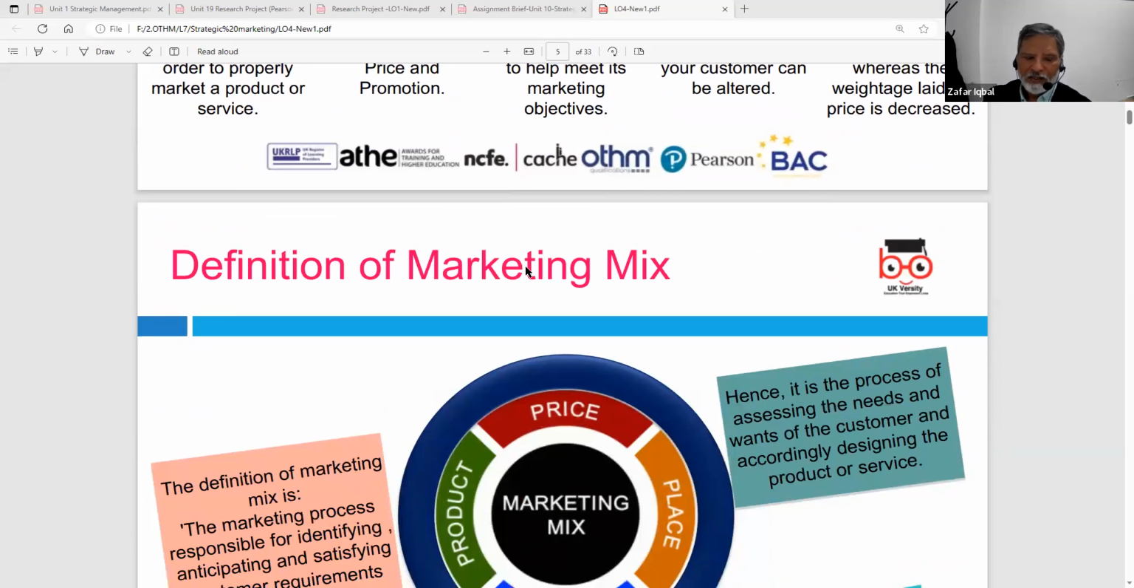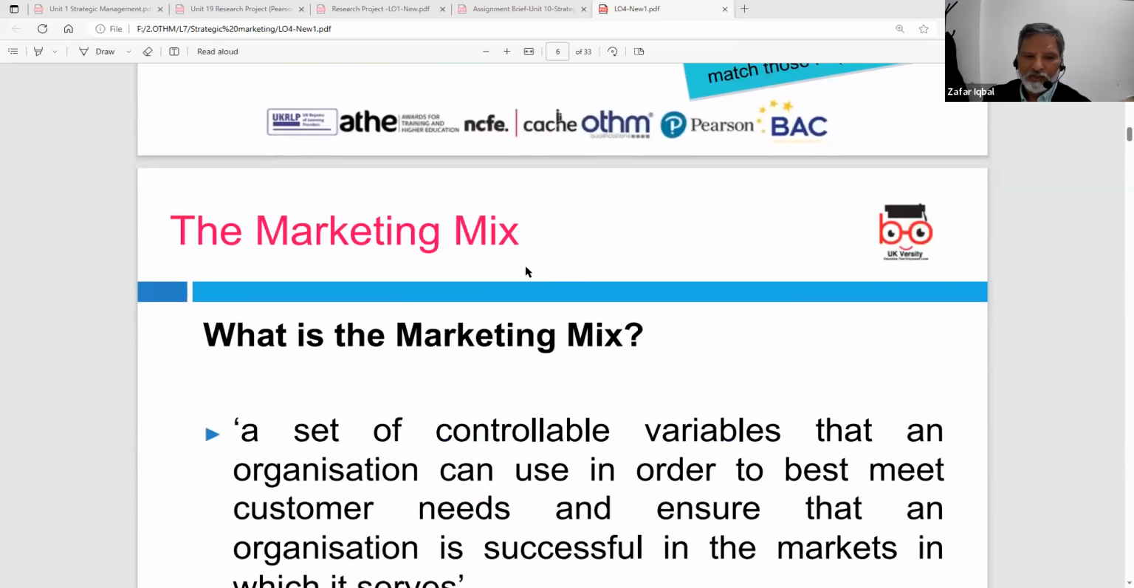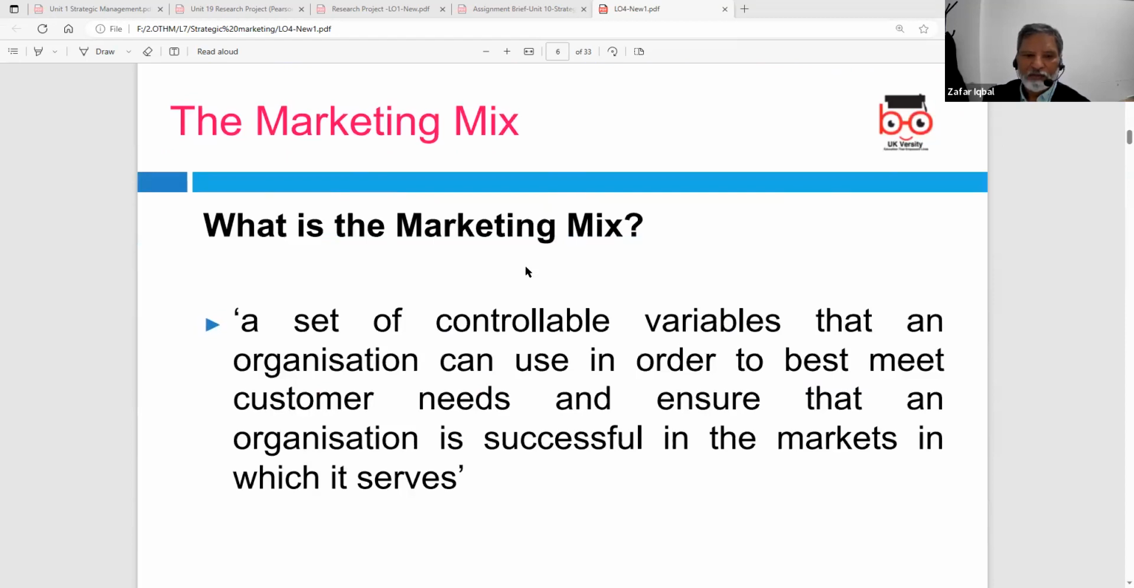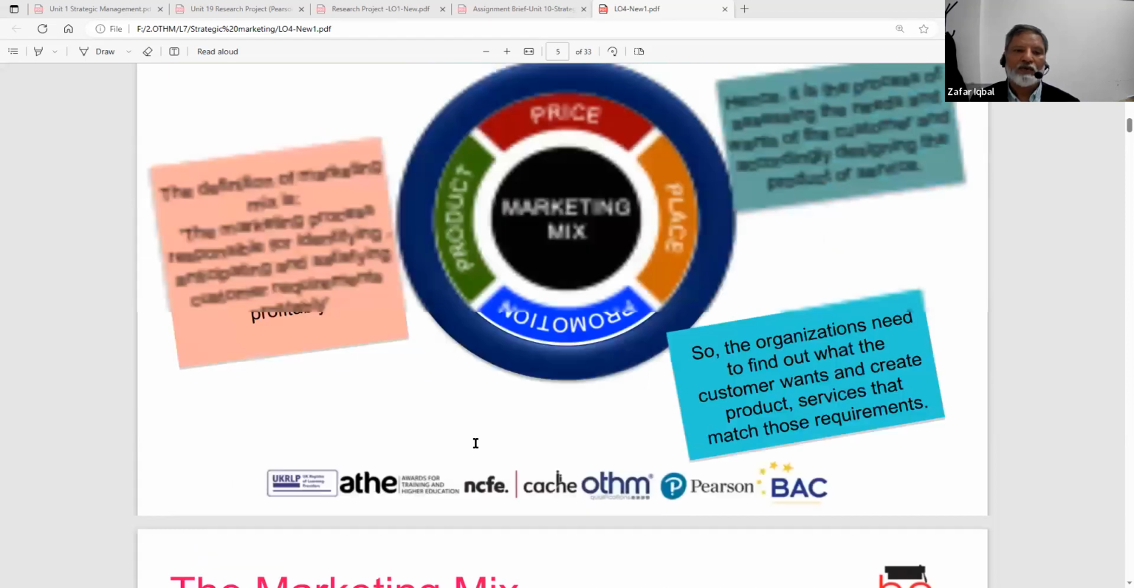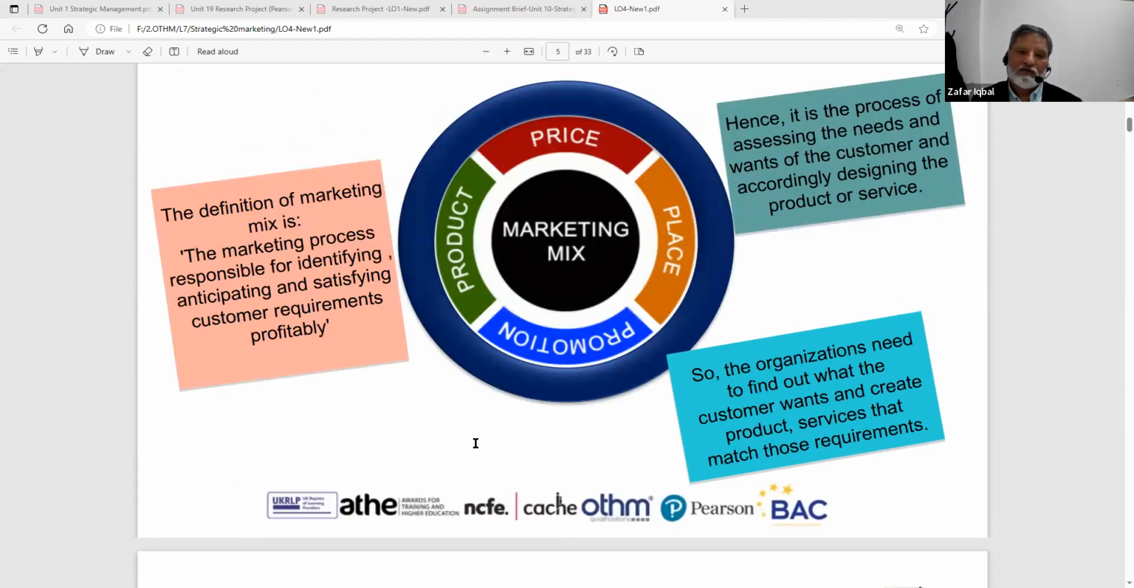So in a nutshell, marketing mix is a tool. In other words, it's a set of controllable variables that an organization can use in order to best meet customer needs and ensure that an organization is successful in whichever markets it serves. So this is what a marketing mix is. It consists of the 4 P's: product, price, promotion, and place.